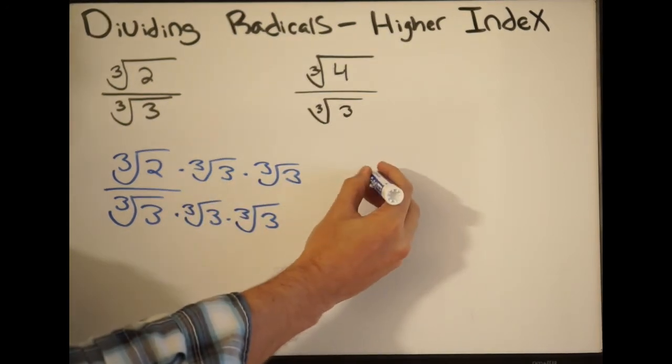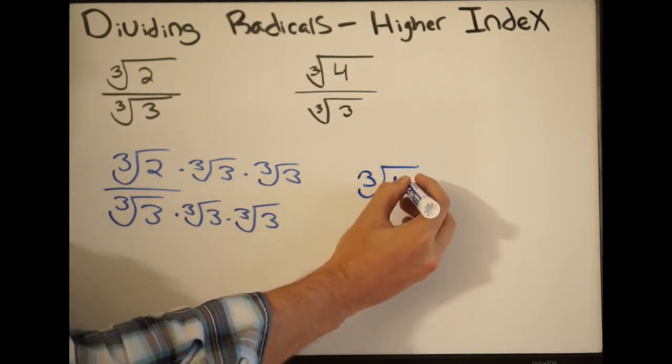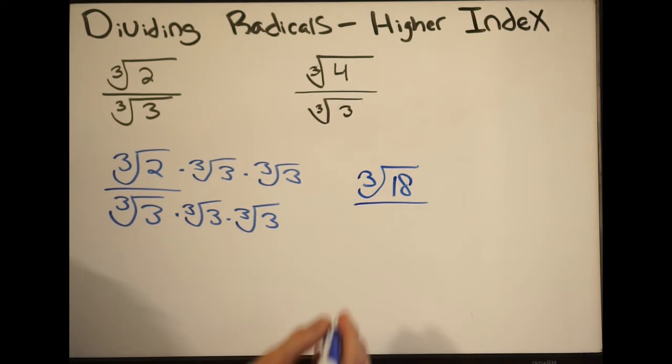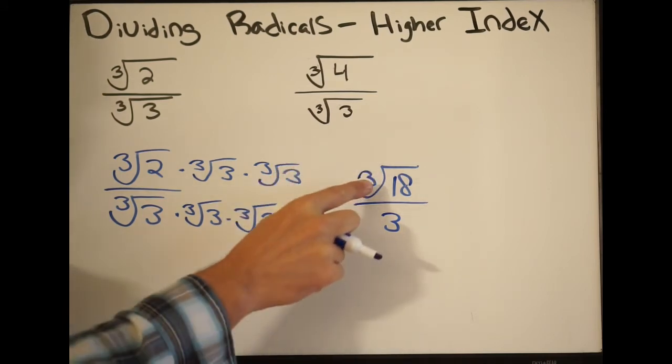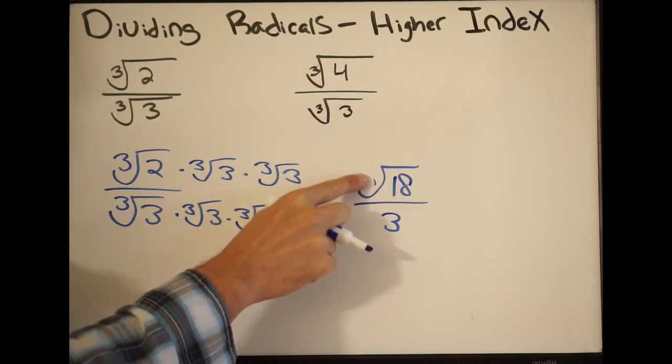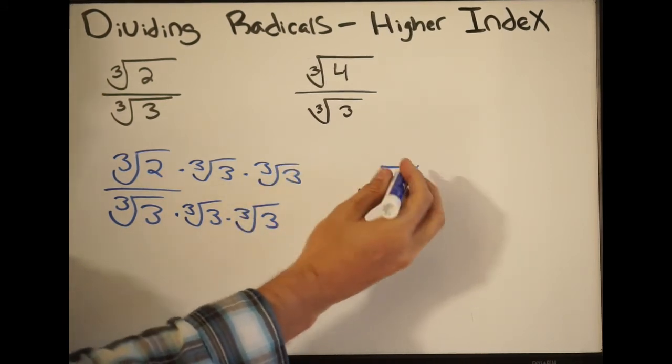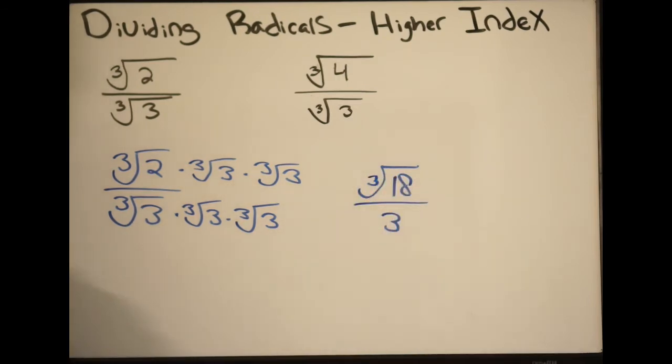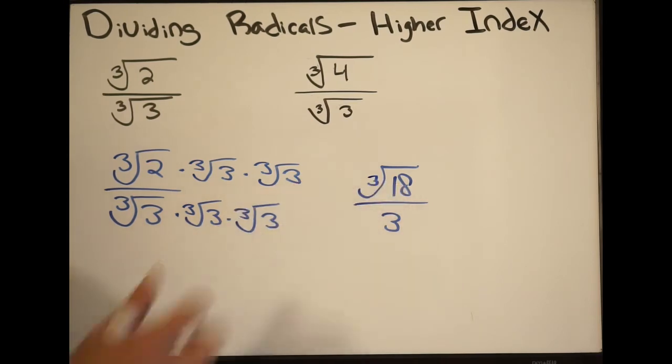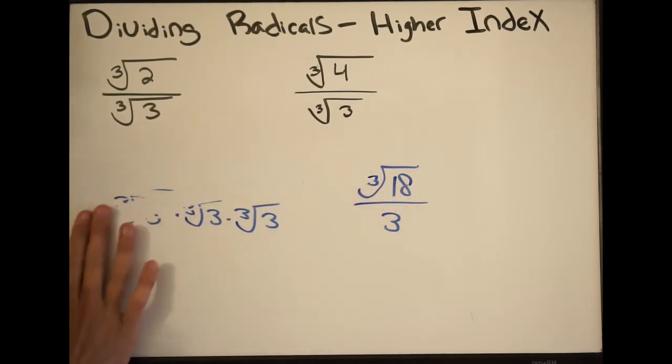Okay, so we have the following. We're going to have the cube root of 18 all over 3, okay? So again, that is the index there. That's not a 3. Let's go ahead and make that a little smaller. So again, the cube root of 18 all over 3. So what we want to do now is simplify this down. Okay, so let's go ahead and just erase this part here.